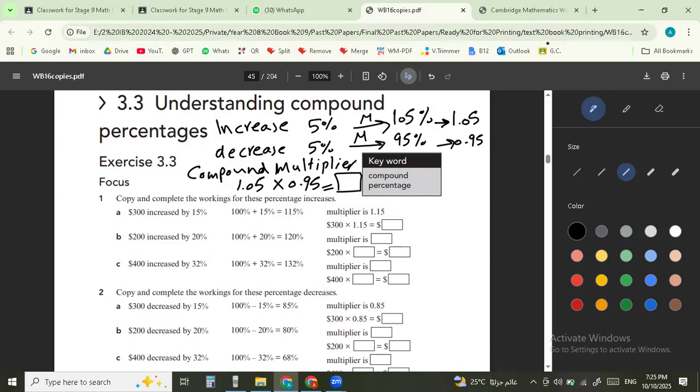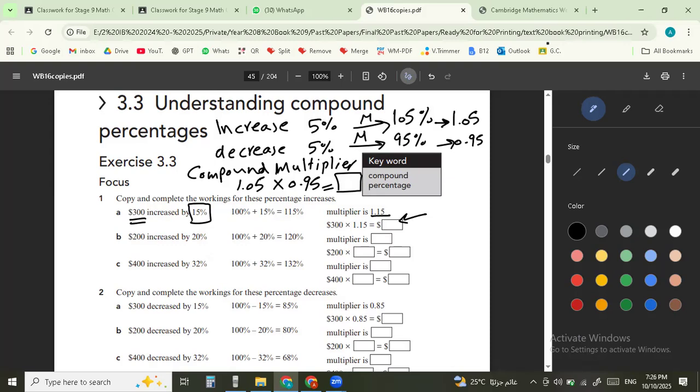The answer is what we call the compound percentage or the compound multiplier. Good. So here in the first page, they're just giving you the steps, everything until they reach here. The multiplier is 1.15, so 300 increased by 15%. They told you the multiplier is 1.15 because increasing 15% means 115%. Multiply 300 by the multiplier, and it's going to give you the answer over here. You can check your multiplication from the answer key. I'm just explaining to you how to do it.